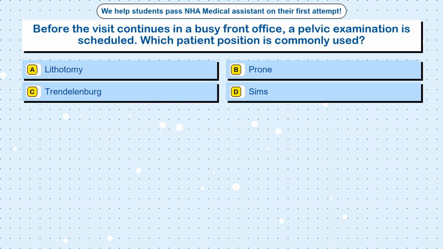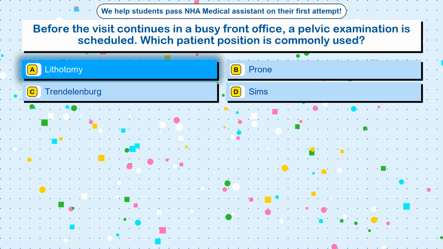Question 80. Before the visit continues in a busy front office, a pelvic examination is scheduled. Which patient position is commonly used? Option A. Lithotomy. Option B. Prone. Option C. Trendelenburg. Option D. Sims. The correct answer is option A.